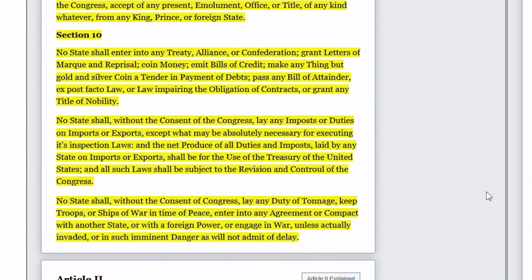On top of that, they also removed Section 10, which has to do with no state shall enter into any treaty, alliance, or confederation, grant letters of marque, coin money, emit bills of credit, or make anything but gold and silver coin a tender in payment of debts, etc.